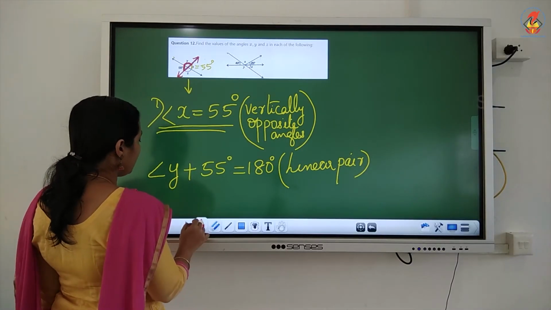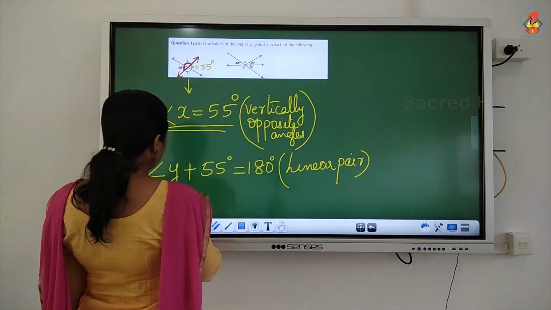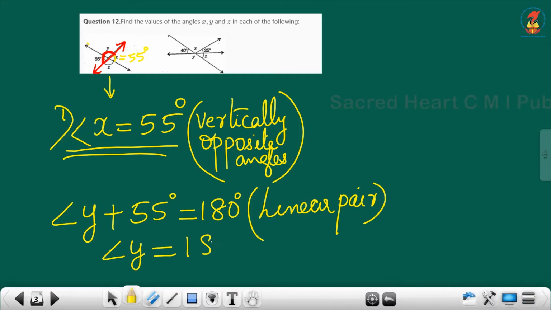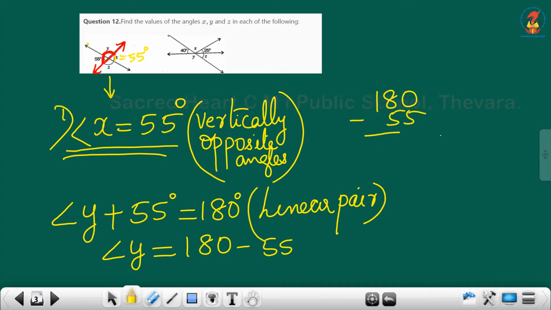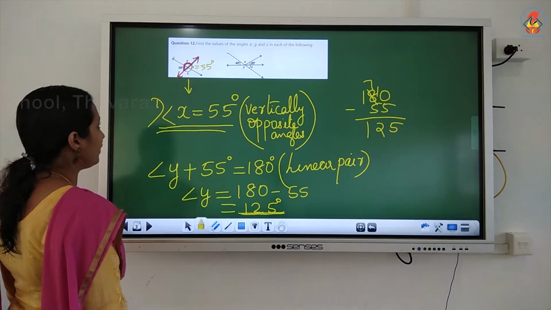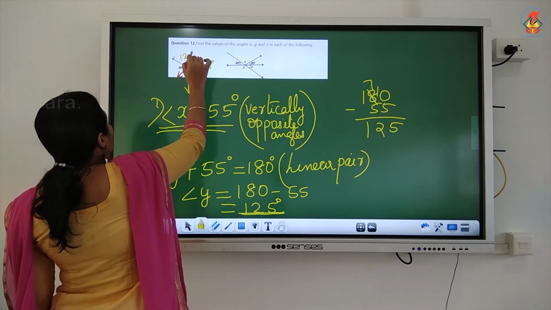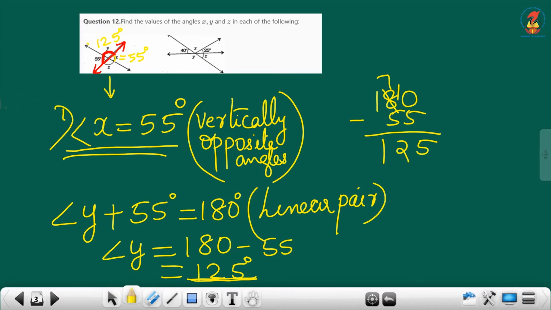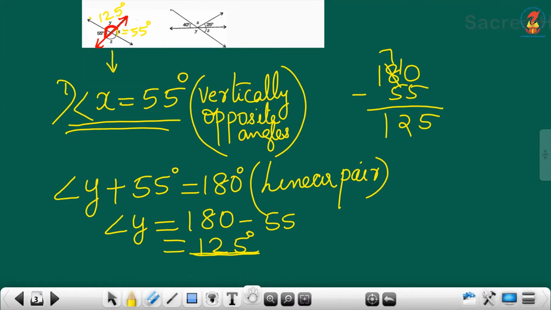So how will we find the value of angle y? By our transposing method, 180 minus 55. What answer will you get? 180 minus 55: 10 minus 5 is 5, 7 minus 5 is 2, 1. So the answer is 125 degree. So angle y is 125 degree, and we know that angle y and angle z are vertically opposite angles.